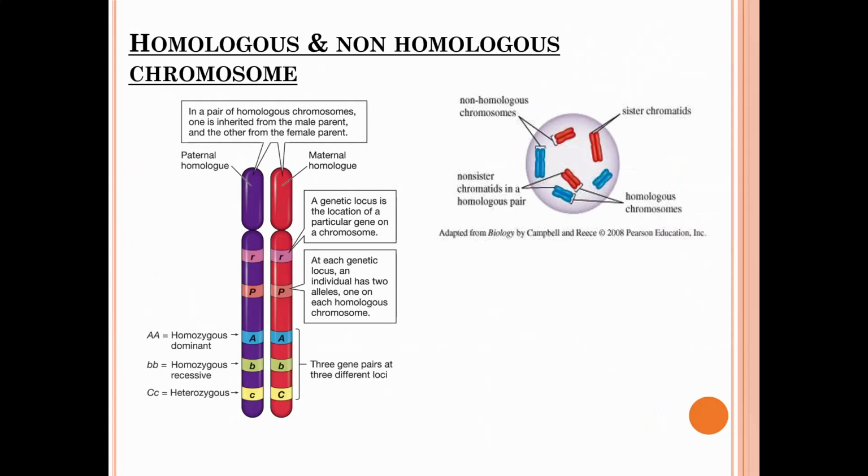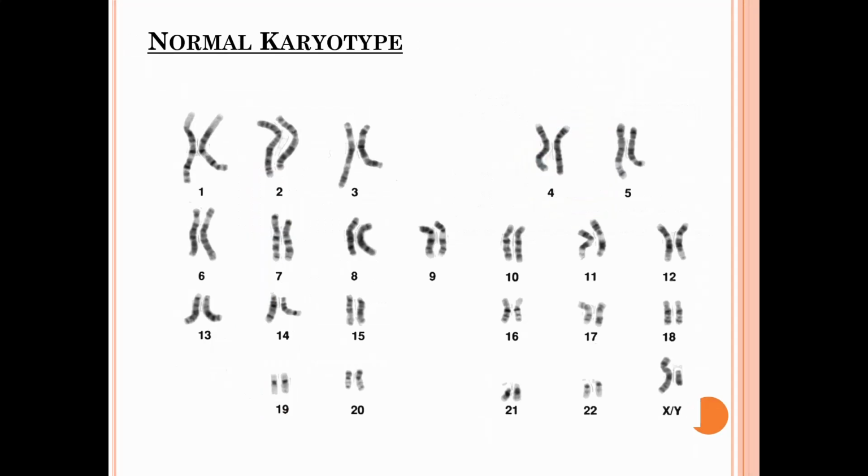Now here the homologous and non-homologous chromosome. Okay, so homologous chromosome, here we can see one is inherited. So in the pair of homologous chromosome, one is inherited from male parent and another one is from female parent. I told you in last class homologous and non-homologous. Okay, so now here this is the normal karyotype. You can see here in the last, this is XY chromosome. You can see, you can divide them. The classification we have seen in the previous class.